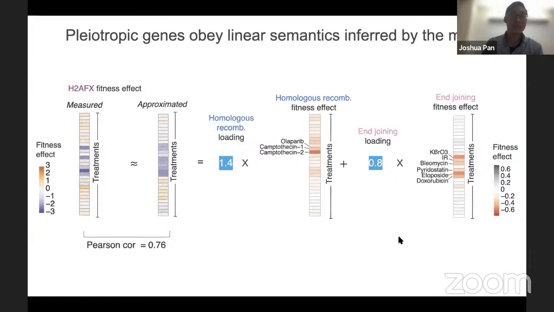So what does this model have to say about individual gene effects? Here's an example. H2AFX is a DNA damage protein, and its fitness effect over treatments has been measured here. Our model approximates that profile as a linear combination of 2 out of the 10 dictionary elements. The first captures the effect of homologous recombination in the data, and the second corresponds to the effect of end joining. Both of these were again learned automatically from the structure of the data itself. And so these are some of the treatments that seem to induce the necessity for that pathway the most.